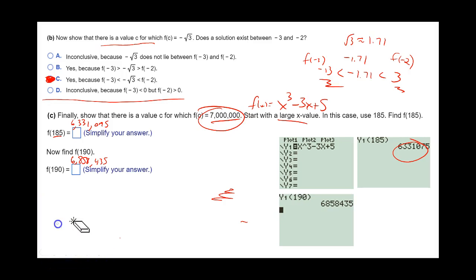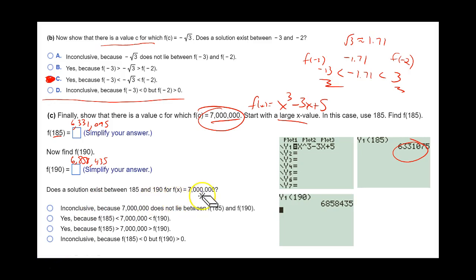Now we're aiming for 7 million, but the way the intermediate value theorem works is that we need 7 million to fit in between these values, and it doesn't. 7 million is not in between these two values, so we can't say that a solution exists between these two values. And so the response to whether a solution exists is inconclusive, because 7 million doesn't lie between our two y values.